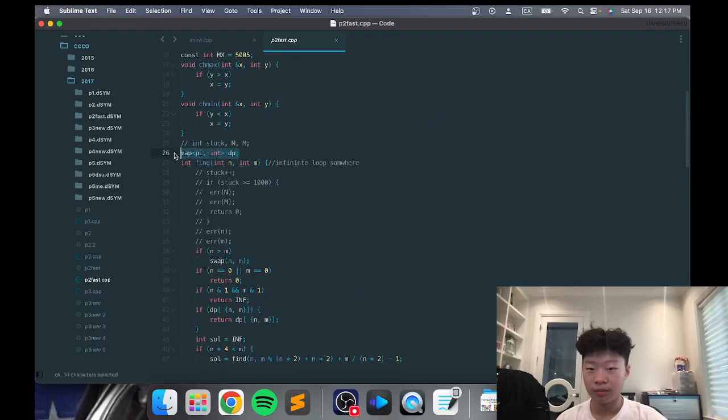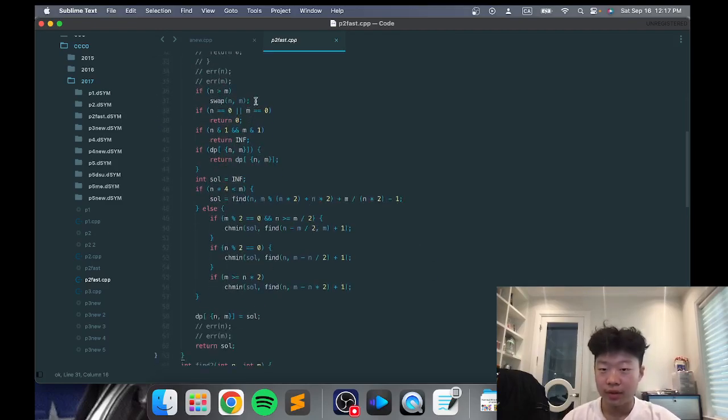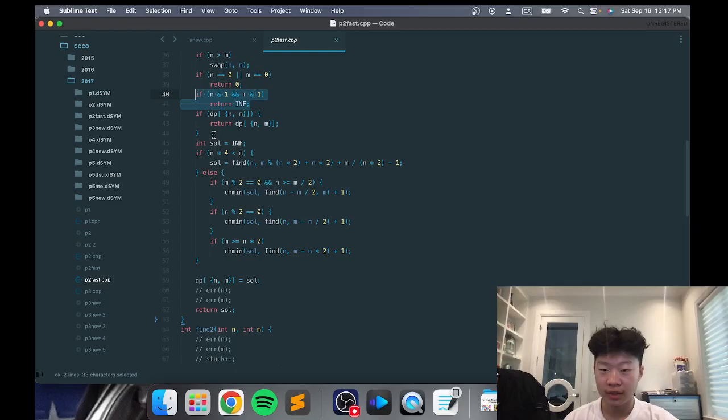Also, you use a map to store DP, whatever. Swap it. If it's 0, return 0. If it's both odd, you can't do anything. If it's there, it's there.